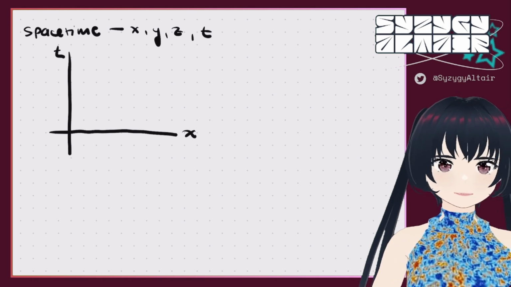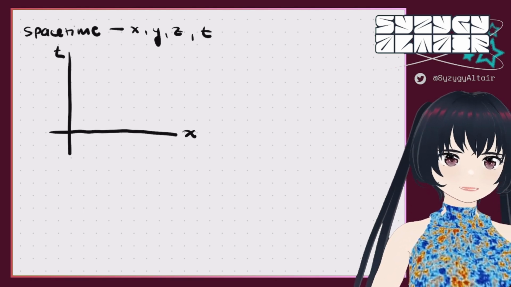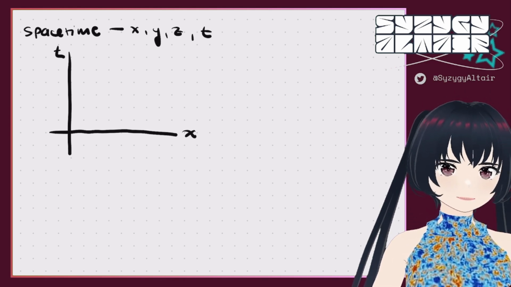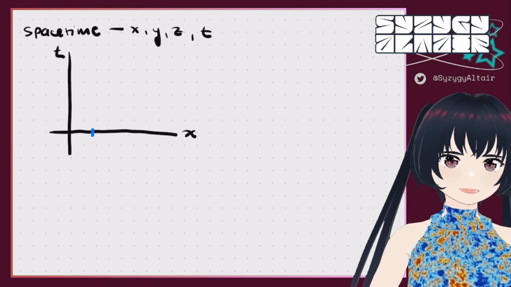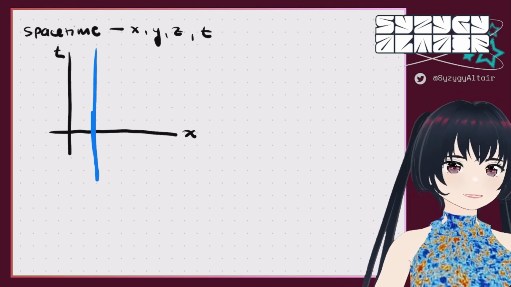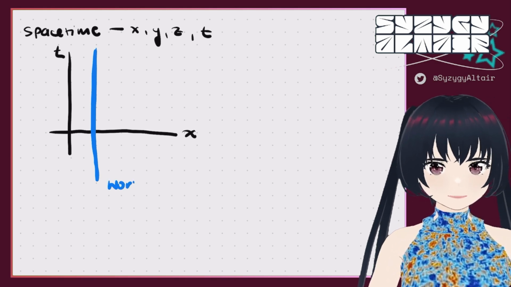For instance, let's say we have an object at rest in space. As time progresses, the object remains in the same position, so we can visualize that as a vertical line. The object is constant in position over time. This line is called a world line. It shows the path that an object takes through space-time.